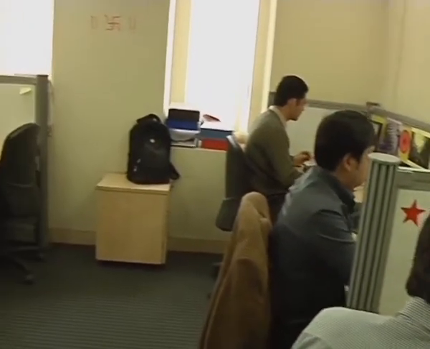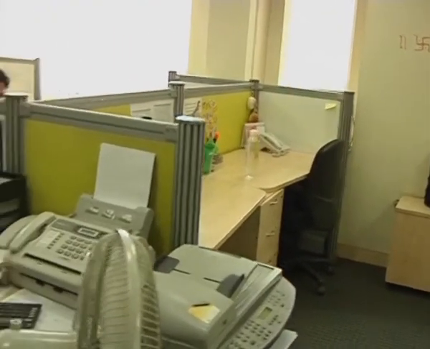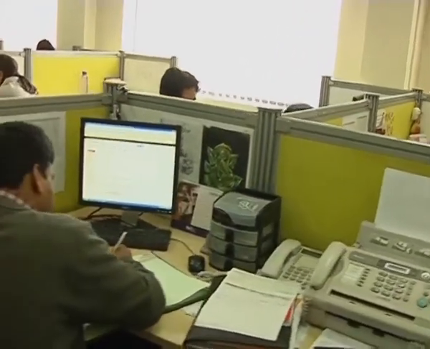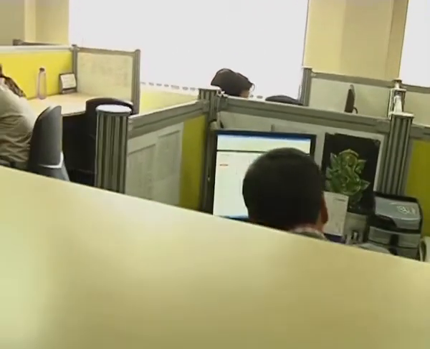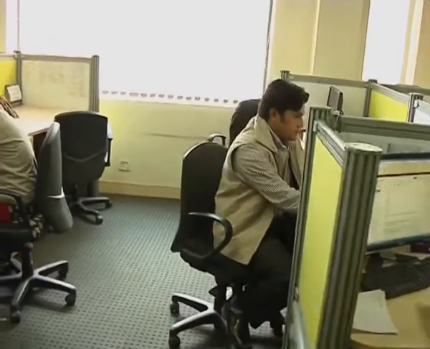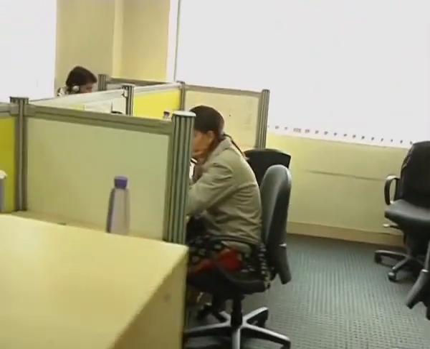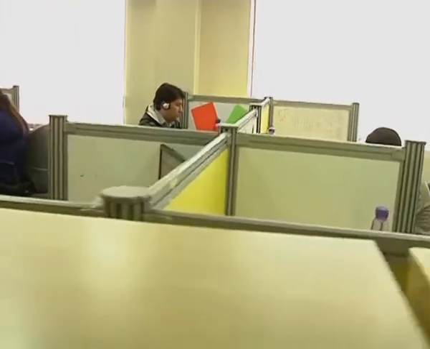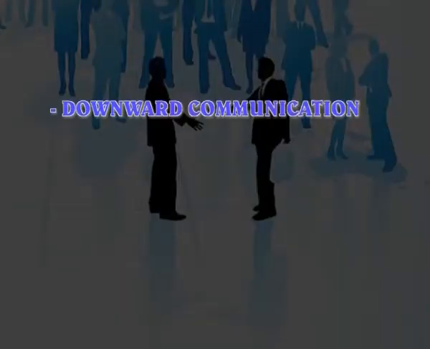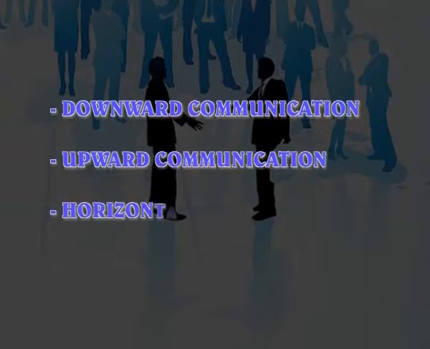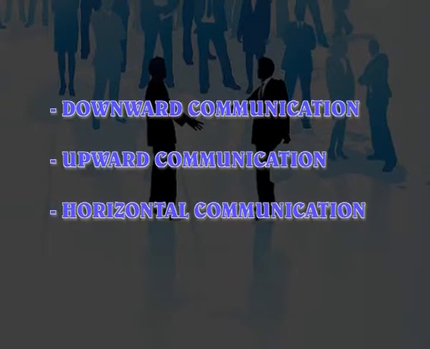Now, formal communication flows officially from the top to the bottom and from the bottom to the top. It is a systematic communication which is deliberately planned in the organization. This type of communication is based on formal relationships between the employees of the organization. It is well structured, stable, and a rigid communication process. There are three types of formal communication, that is, downward communication, upward communication, and horizontal communication.